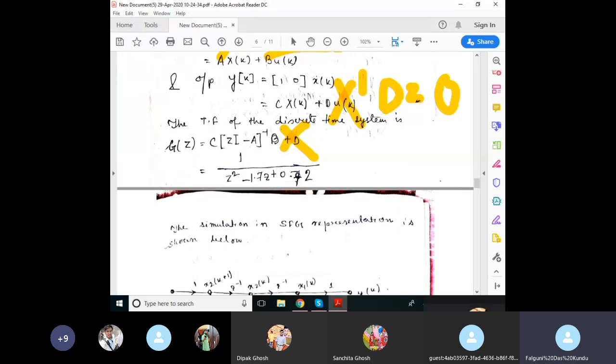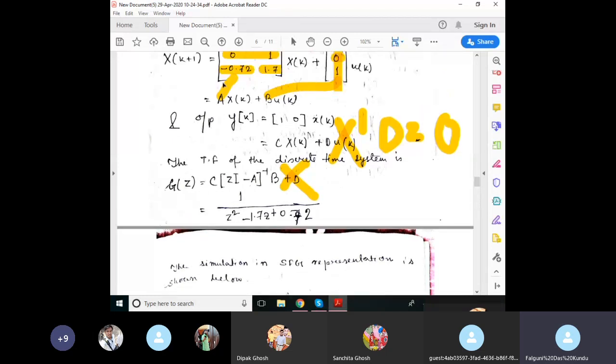After simplifying this, we get that G of z is nothing but 1 by z square minus 1.7 z plus 0.72. Here we know all the values of A, B, C, and I is a unity matrix, an identity matrix of the order of A. That means 1 0 0 1.